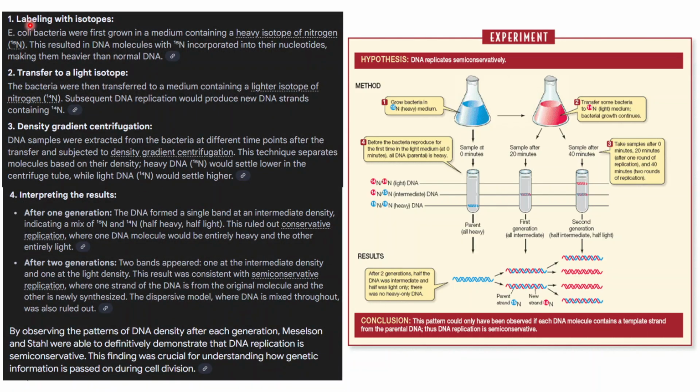So labeling E. coli bacteria with isotope was first done in what is also known as the Meselson-Stahl experiment. E. coli bacteria were first grown in a medium containing a heavy isotope of nitrogen.